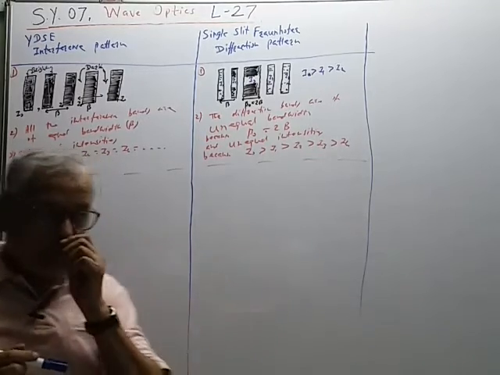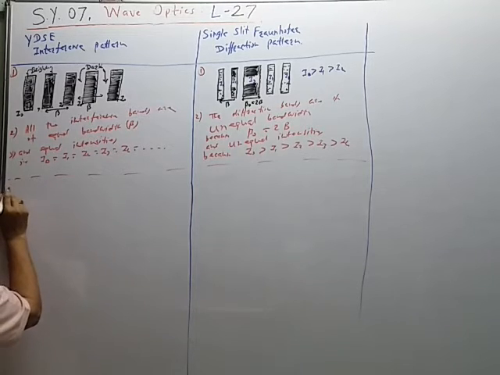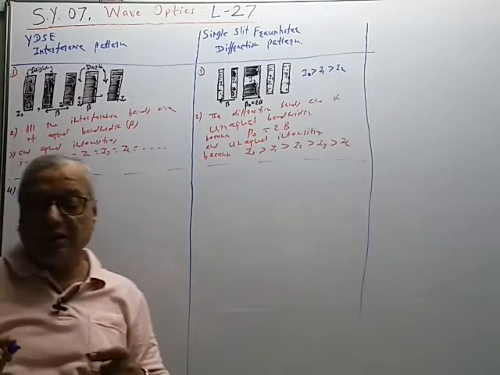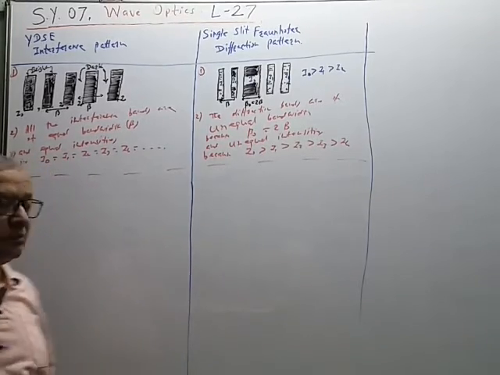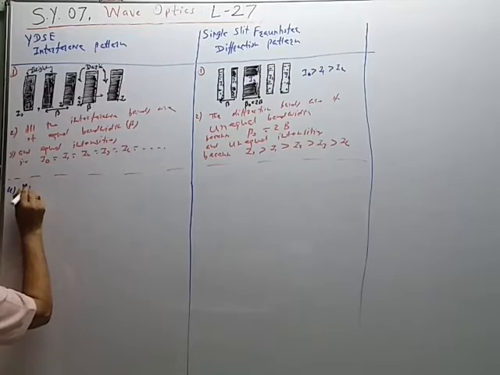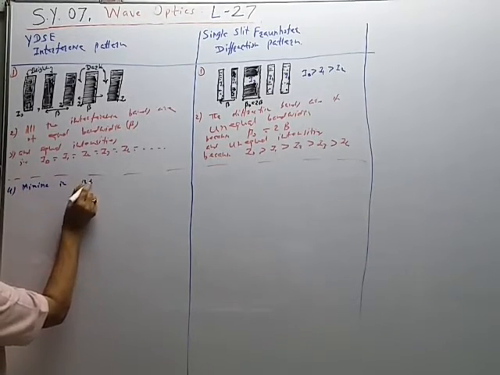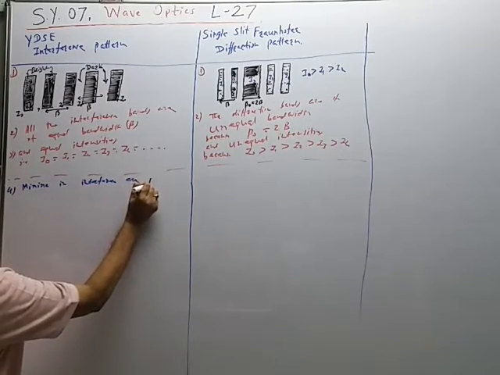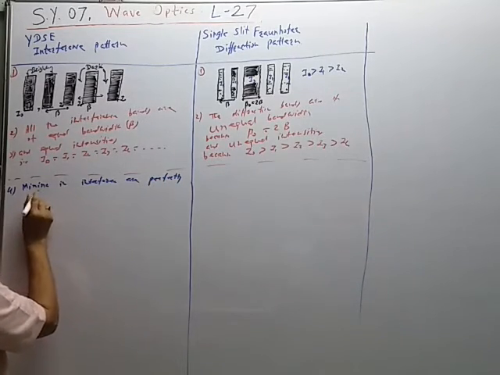So, fourth point. These minima are having completely zero intensity. The minima in the interference pattern are perfectly dark. Minima in interference are perfectly dark, meaning zero intensity.